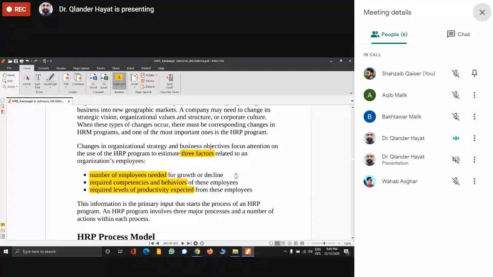So if you are going to retain or select any talented employee, you have to go for human resource planning. And in doing the human resource planning, you have to keep in mind these three factors.